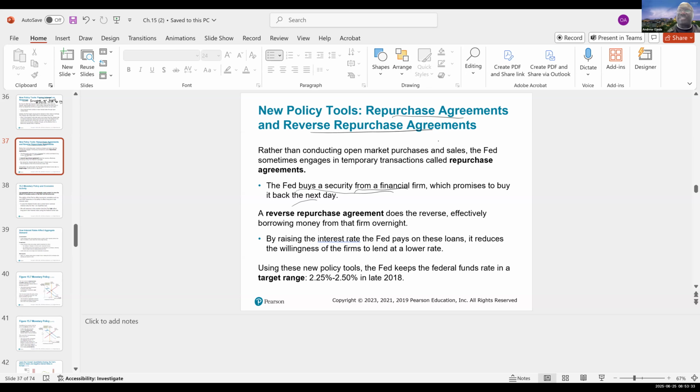A reverse repurchase agreement is the opposite of a repurchase agreement, a repo. It's effectively borrowing money from the firm overnight. So by raising the interest rate the Fed pays on these loans, it reduces the willingness of the firms to lend at a lower rate, so the Fed can have influence on the lending interest rate in the economy. So using these new policies, the Fed keeps the federal funds rate in its target range.